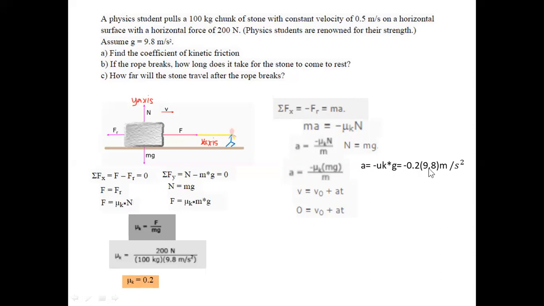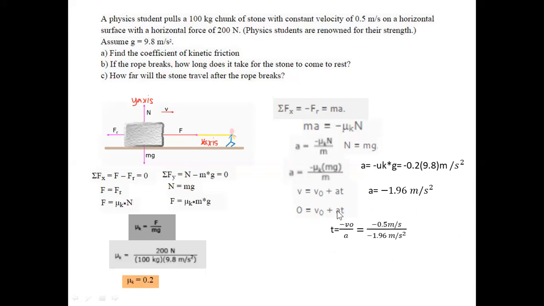So 0.2 times 9.8 meters per second squared gives us negative 1.96 meters per second squared. Now, this is our acceleration. Now, how are we going to determine time? If we manipulate this equation, 0 is equal to initial velocity vo plus acceleration times time.